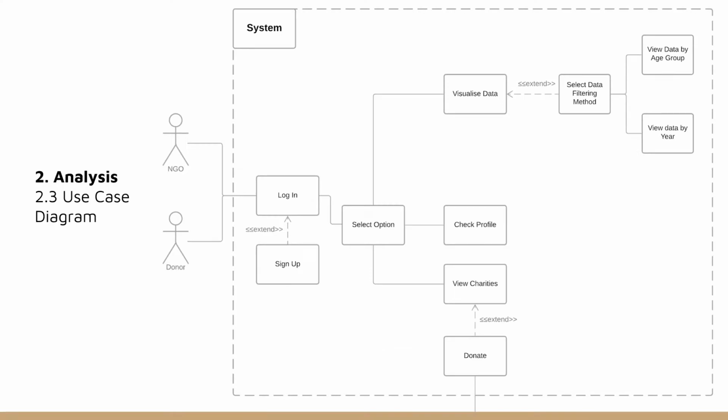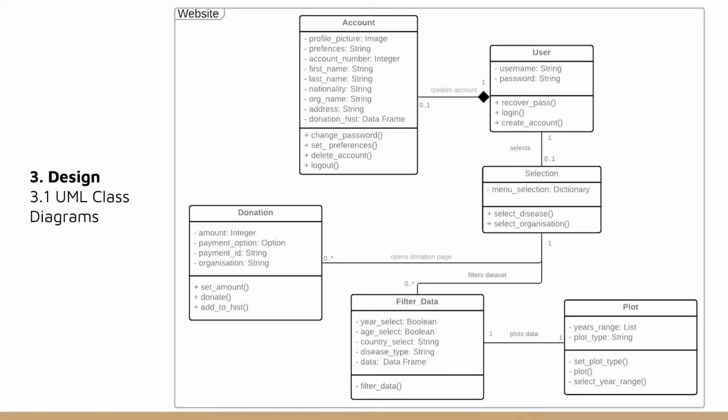We created a use case diagram which visualizes the interactions between the system and users. It shows our actors, NGOs and donors, the boundary of the system, our 10 use cases, and communication links. We used a UML class diagram to visualize our classes alongside their attributes and methods as well as the relationships among them. Our application has 6 classes. These are account, user, selection, donation, filter data, and plot. Each user can have 0 or 1 account, and each account has exactly 1 user. The user creates the account using the createAccount method.